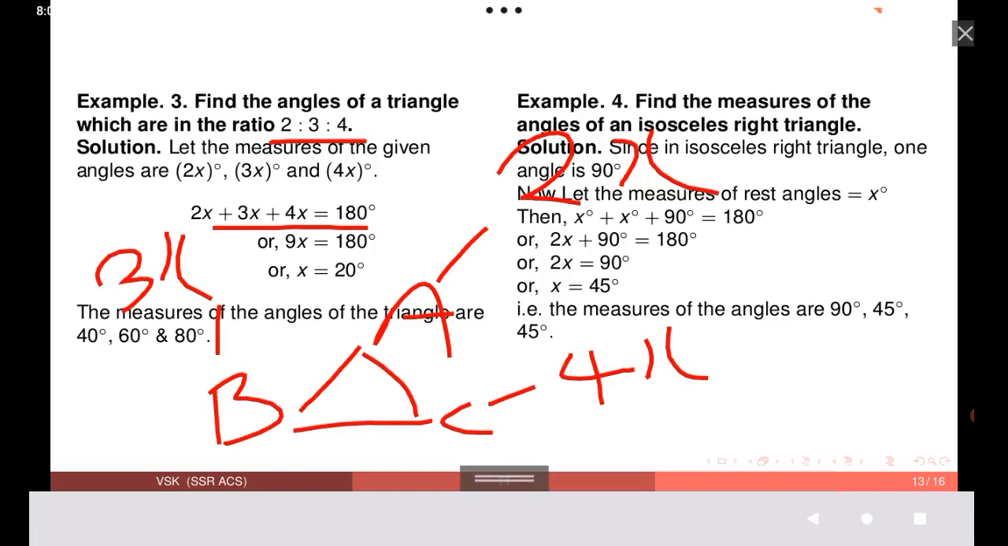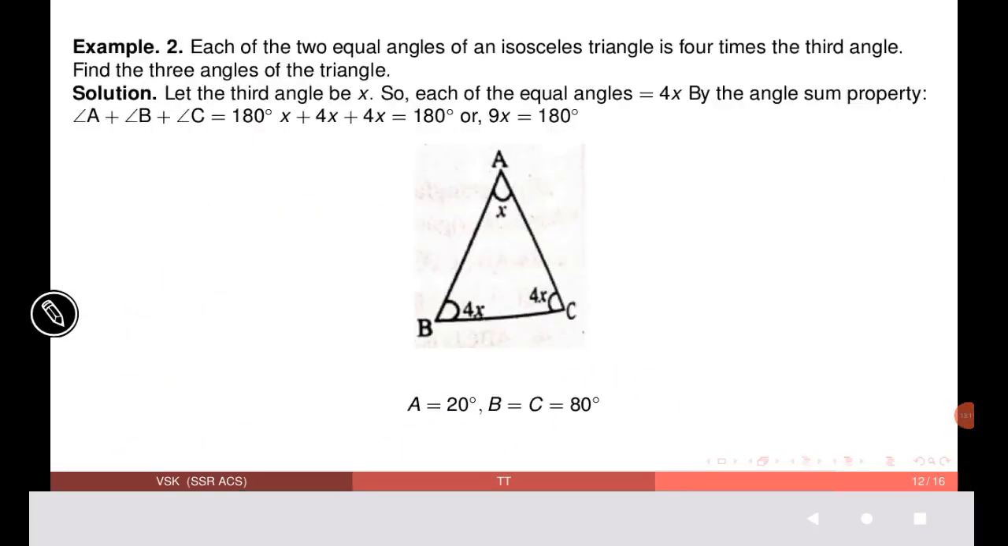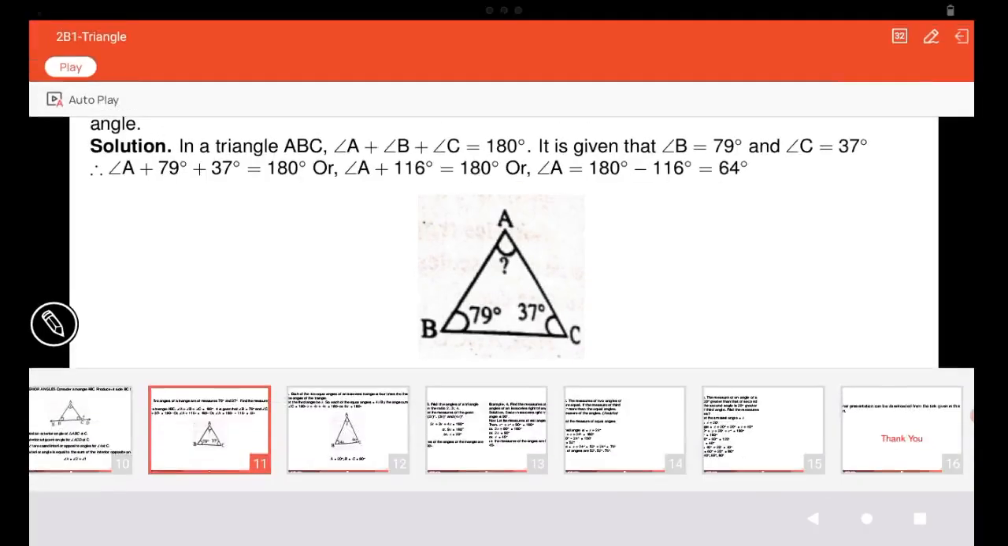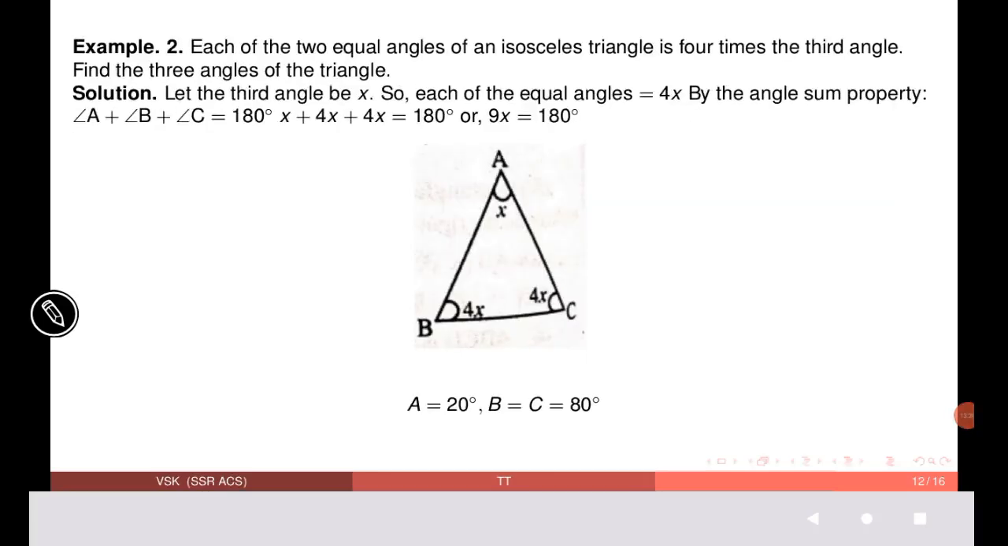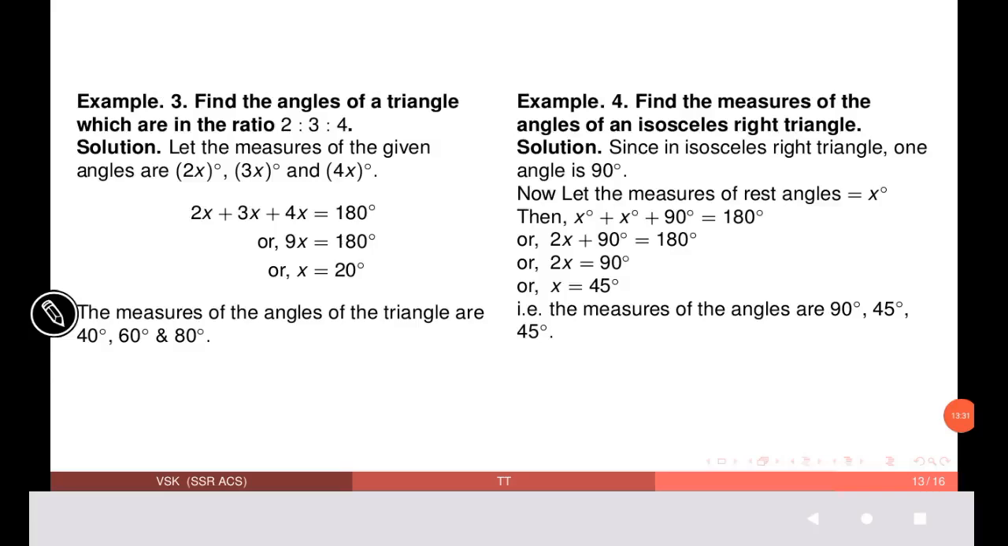We know the sum of these three will be 180. So we'll make this equation. This equation is formed, and from this, the sum of these three will be 9x is equal to 180, or x is equal to 20.